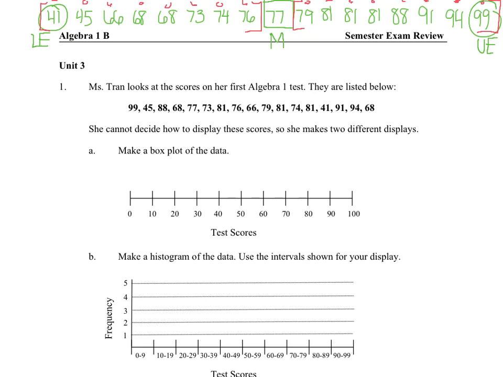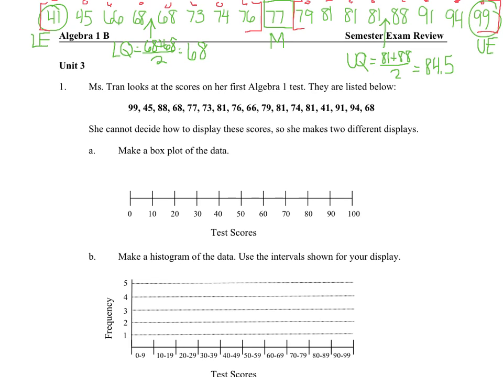So to find the median of the lower half of the data, I'm going to find the middle number, which is going to be in between 68 and 68. So my lower quartile is going to be the mean of these two numbers. I'm going to add them together, divide by 2, and I'm going to get my lower quartile is equal to 68. I'm going to do the same thing for my upper quartile. It's going to be in between 81 and 88. So 81 plus 88 divided by 2 is going to be 84.5, and that's my upper quartile.